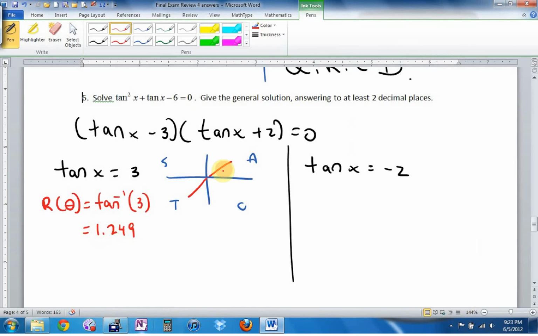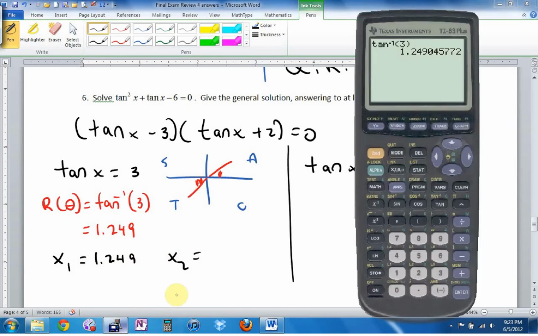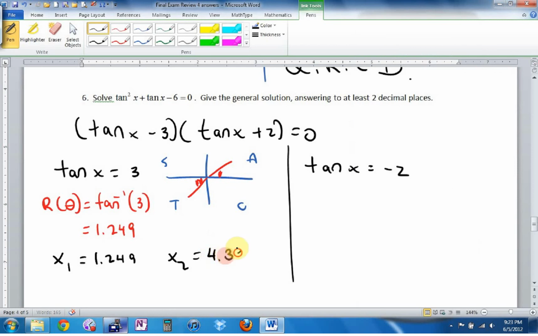That means that this angle and this angle are both 1.249. My first angle is 1.249. My second angle is pi plus 1.249. Pi plus that answer is 4.39, and that's to 2 decimal places, so that satisfies.